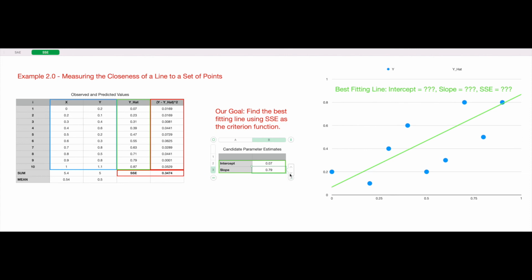If I decrease the slope, that increases SSE. And if I increase the slope from 0.8 to 0.81, that also increases the SSE. Okay, so it looks like the best fitting line according to the SSE criterion has an intercept of 0.07 and a slope of 0.8. So let me go ahead and enter those values.